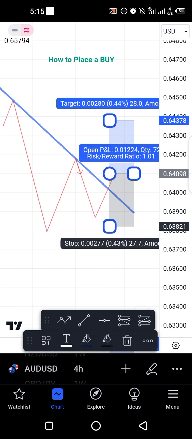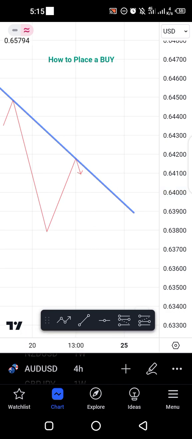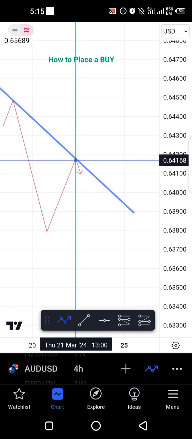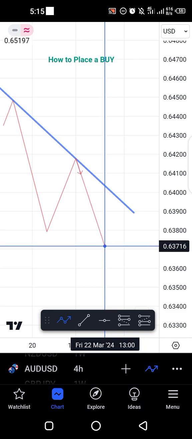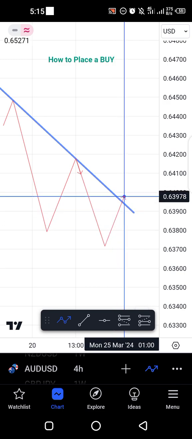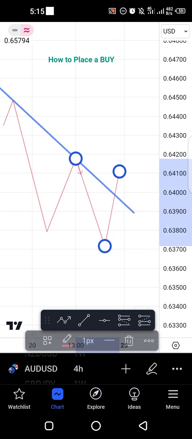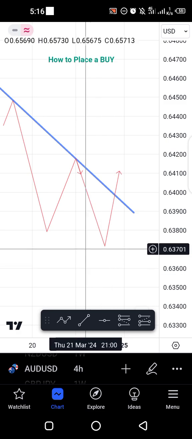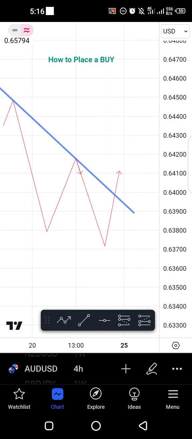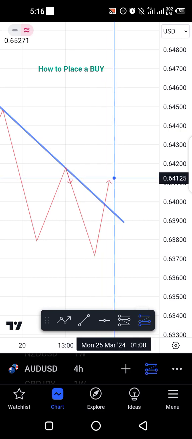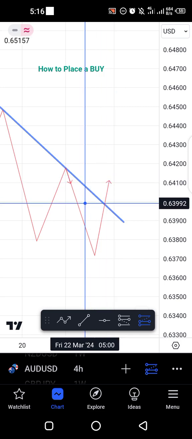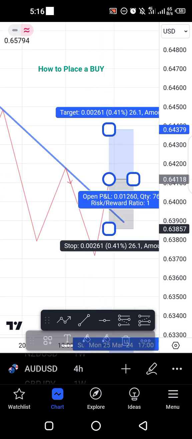The second scenario is this: the market can come lower, move below this low here, then break out. It's still valid. The market can move below this low and break out. So in this case, your entry will be, after this breakout candle closes, you place your entry right here.